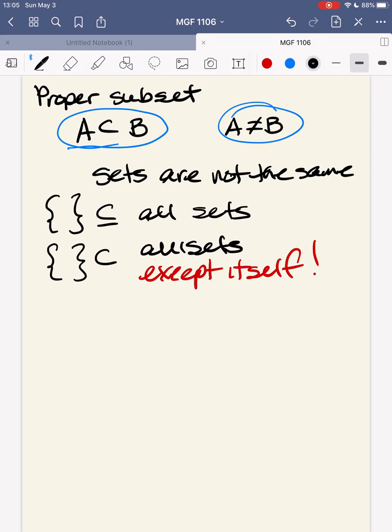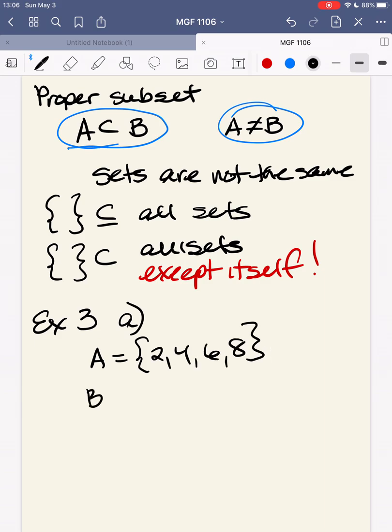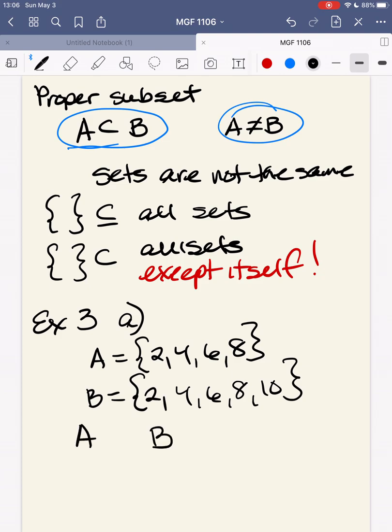Okay, so I want to look at example 3, part A, where I have a set A is equal to 2, 4, 6, 8. Set B is equal to 2, 4, 6, 8, 10. Now obviously set A is not equal to set B. There's more elements in that. Is set A a subset of B? Is every element from set A in B? That is true, it is a subset.